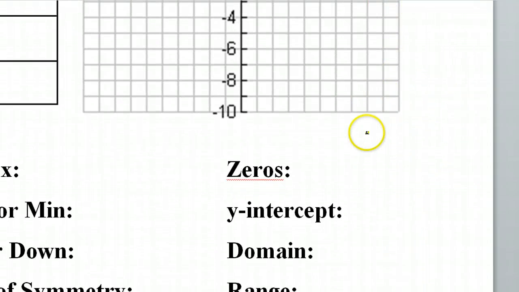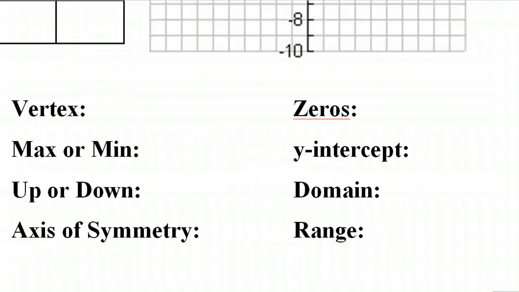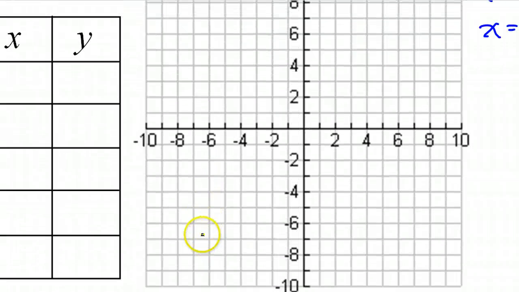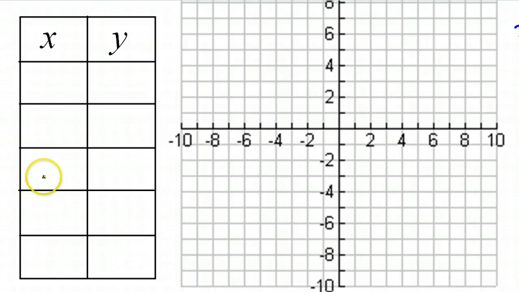They ask us for the axis of symmetry anyway, so let's go ahead and record it. x equals 1. Now, the axis of symmetry also tells us the x value of the vertex. We always like to put the vertex right here in the middle. So, since the axis of symmetry is x equals 1, the x value of the vertex will be 1.